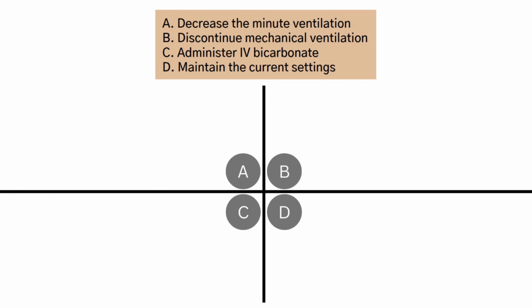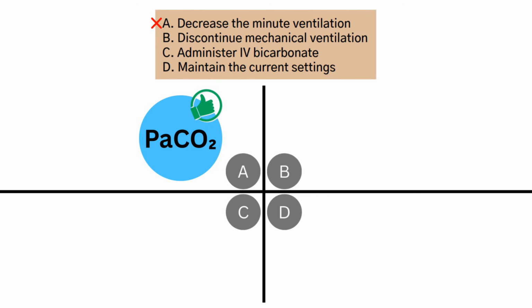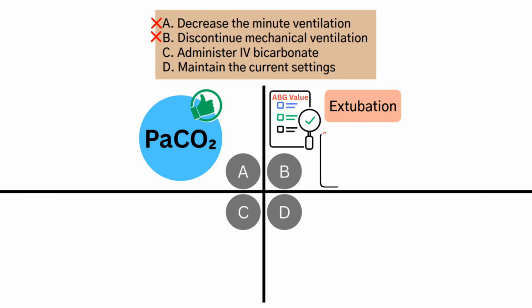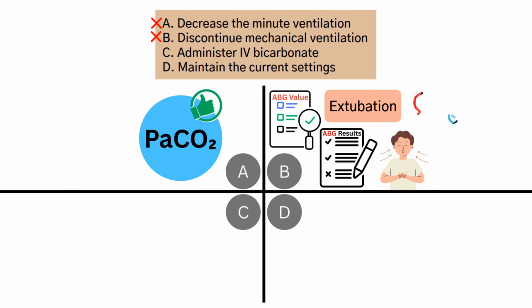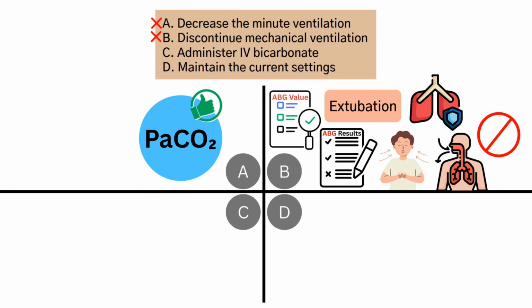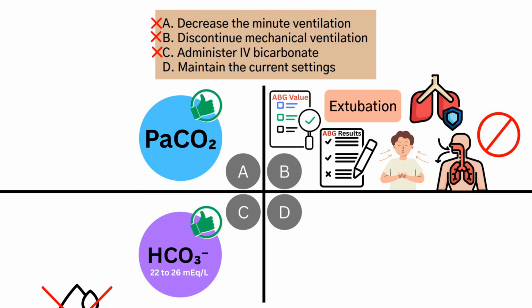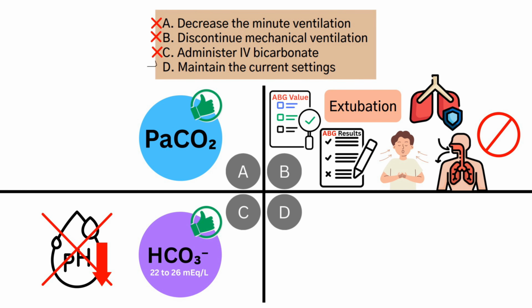Decreasing the minute ventilation would be inappropriate because the PaCO₂ is already within the normal range. Discontinuing mechanical ventilation is also incorrect because while the ABG values are normal, extubation depends on more than blood gases. It also requires a successful spontaneous breathing trial, intact airway protection, and sufficient respiratory muscle strength, none of which are mentioned here. Administering intravenous bicarbonate would be unnecessary since the bicarbonate level is normal and there is no evidence of metabolic acidosis. That leaves maintaining the current ventilator settings, which is the correct choice.